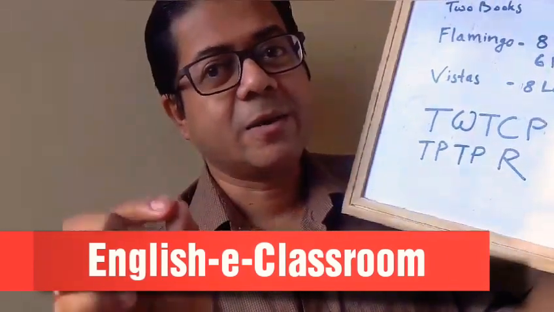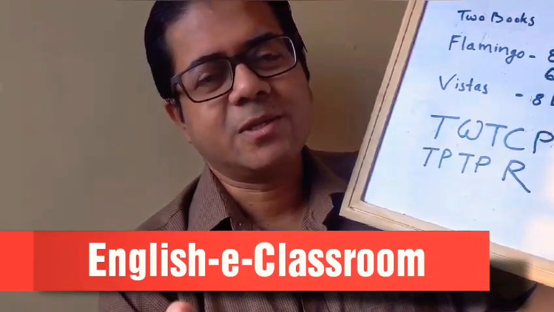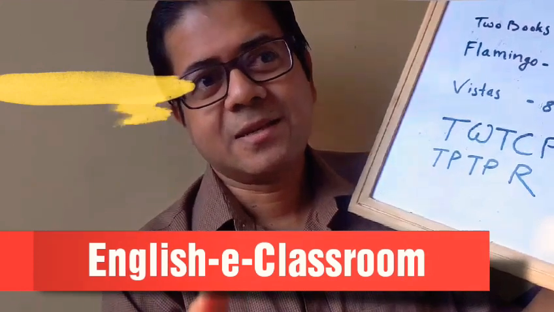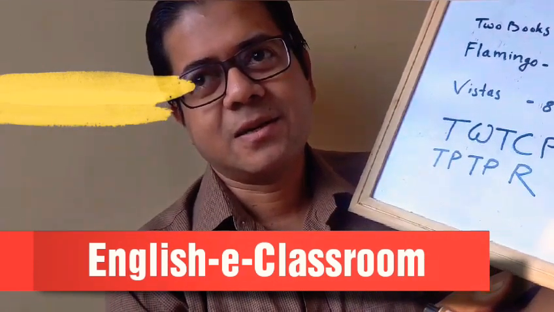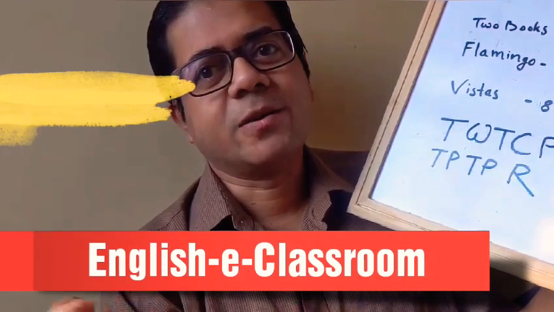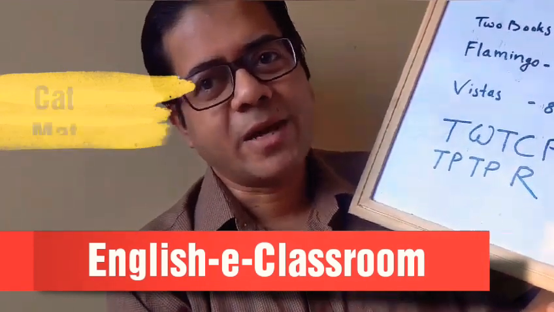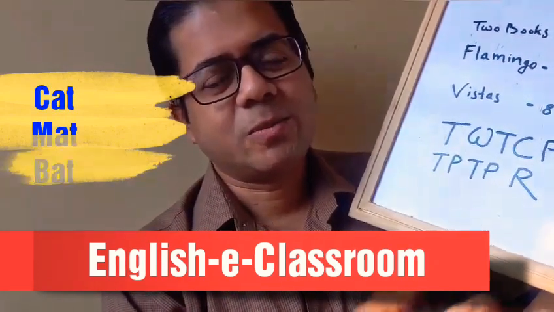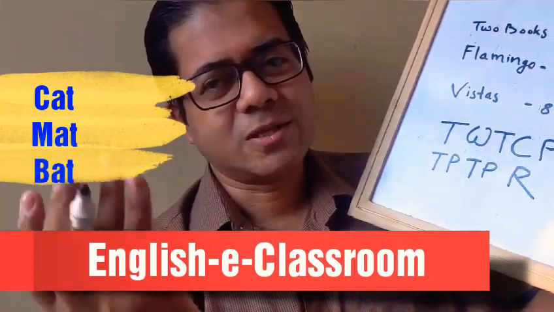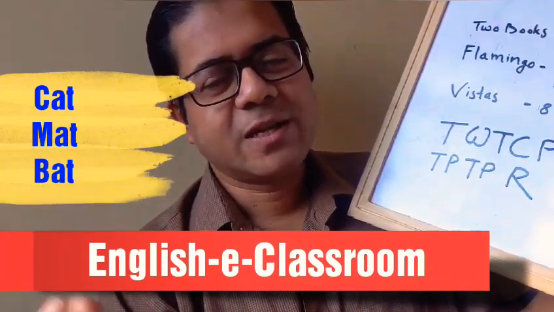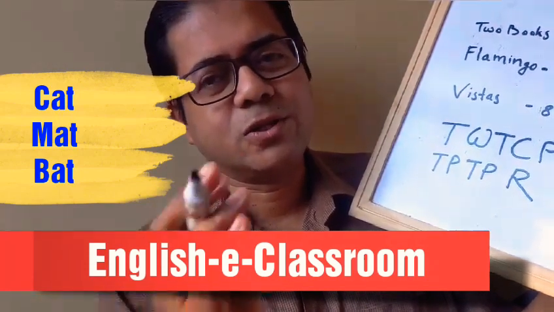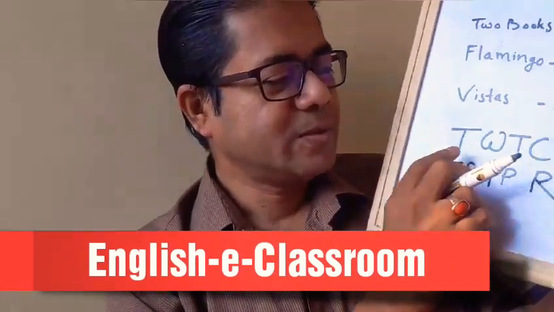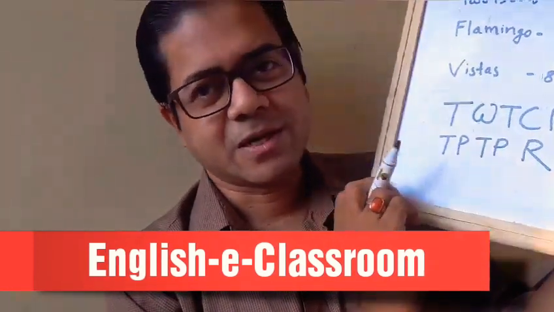And R is the rhyming scheme, the music there. What is a rhyming scheme? Say cat, mat, bat, or something like that. If I write a poem, I saw a cat sitting on a mat. So cat and mat rhyme, and that is rhyming scheme. Each poem has its individual rhyming scheme. And poetic devices like similes and metaphors, you already know that. You have done that in your class 10. So TWTCP and TPTPR.